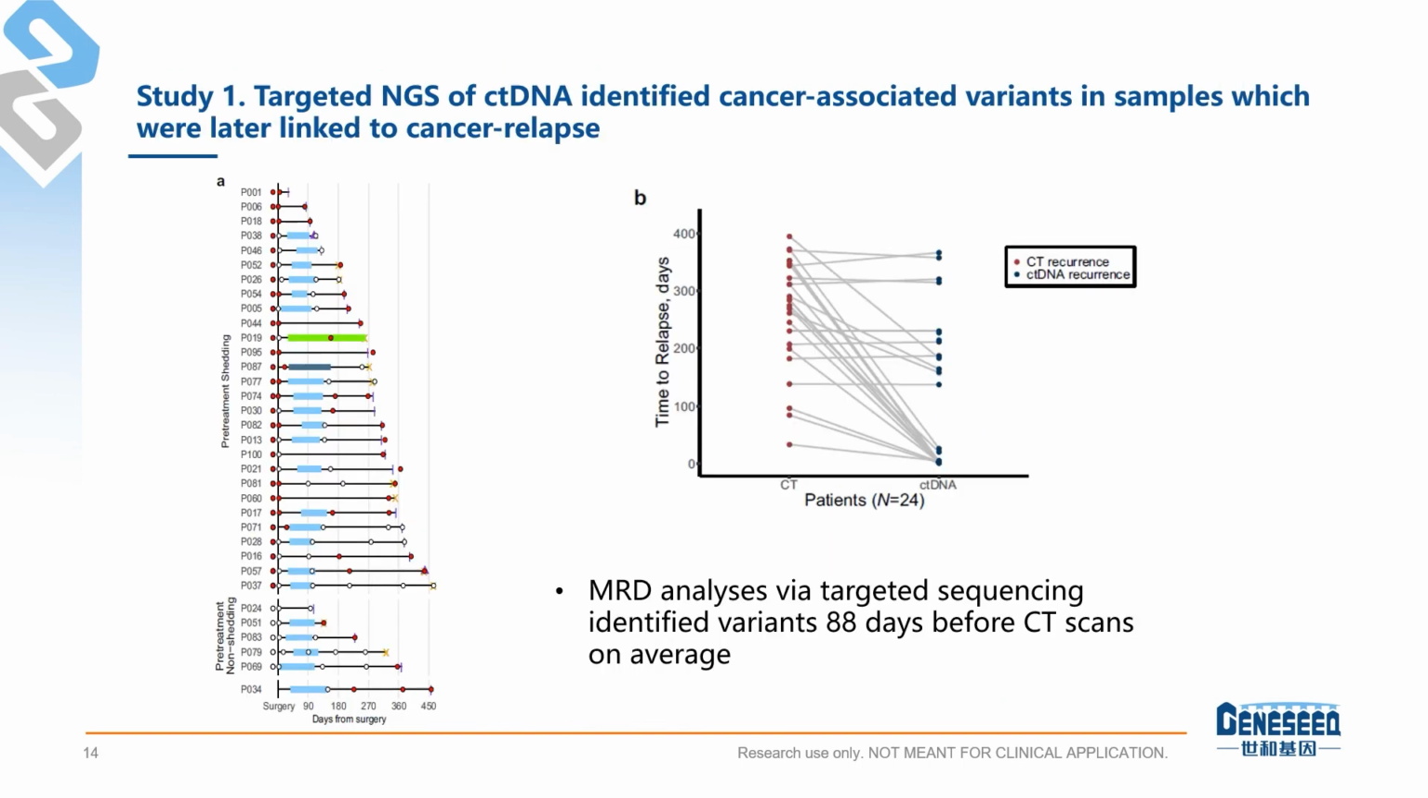Following that, we also took a look at CT detected recurrence versus ctDNA detected recurrence. And what we found was that for MRD analysis via targeted sequencing, we were able to identify tumor-associated variants on average 88 days before CT scans could detect the recurrence.